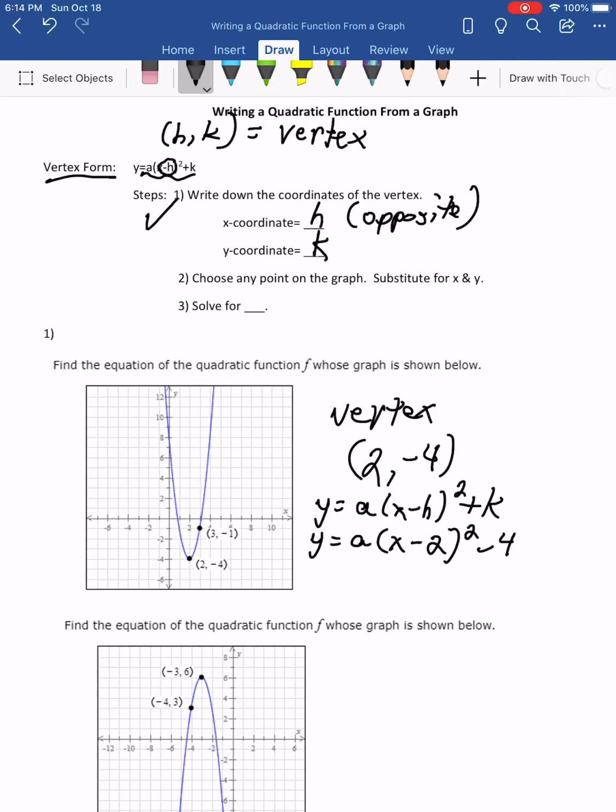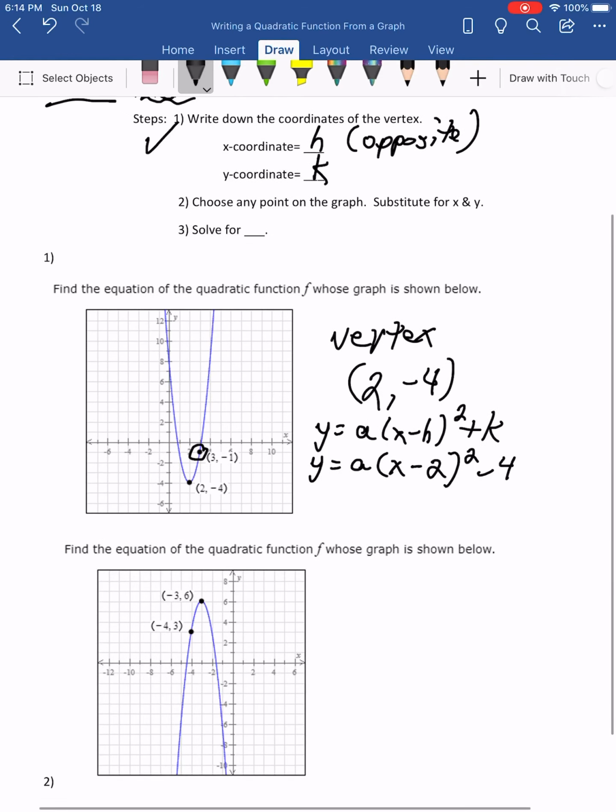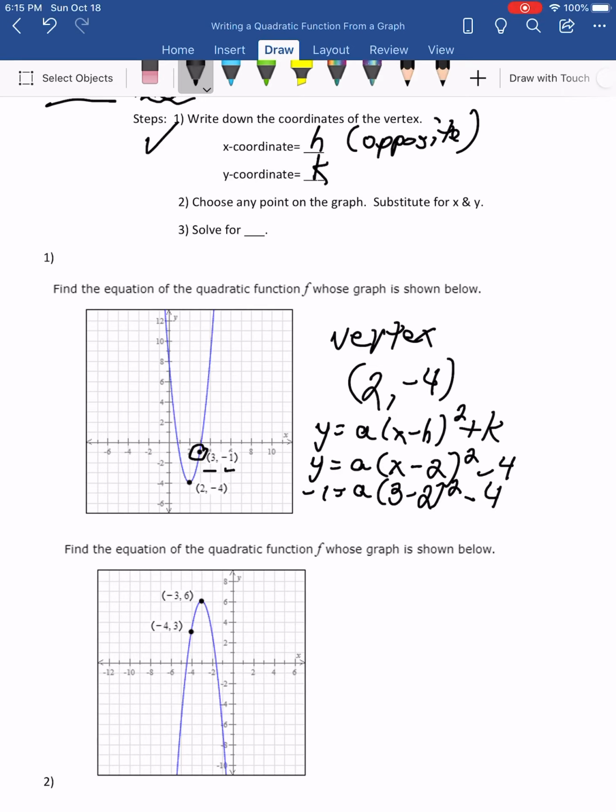Number 2, step 2, choose any point on the graph, substitute for x and y. Well, this problem gives us another nice point right there, 3, negative 1. So we're going to use that point to substitute. So in this point over here, y is negative 1 and x is 3. So I'm going to substitute those. Okay. And then I want to solve for a, which is the shrink or stretch factor. Okay. You saw that in the Desmos assignment you just did.